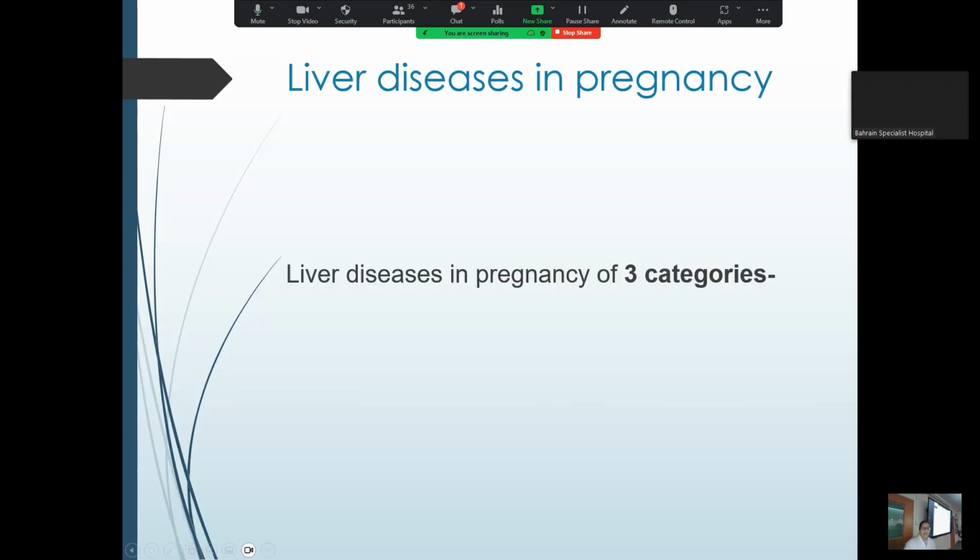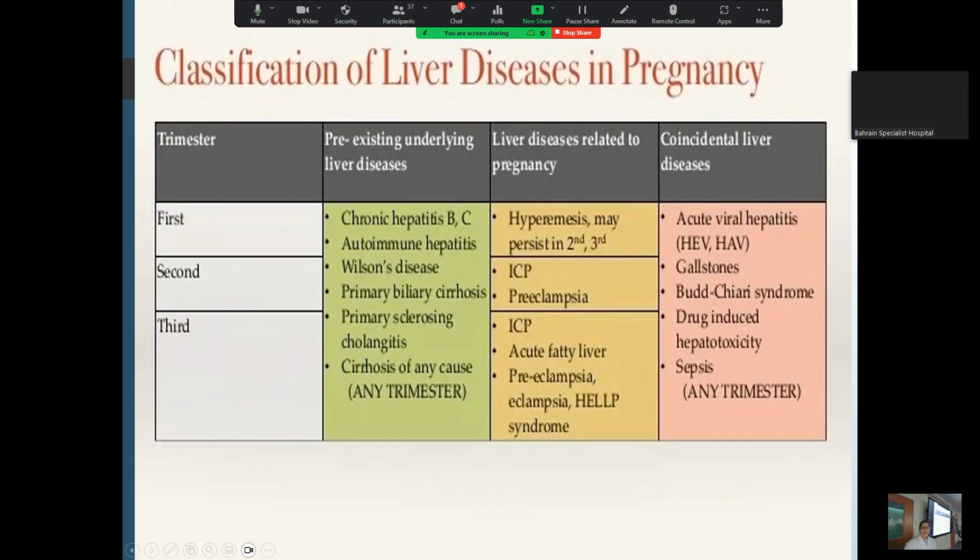Now, liver disease in pregnancy. Broadly, we classify liver disease into three categories. So, one is the pre-existing underlying liver disease, which includes chronic hepatitis B, C, autoimmune hepatitis, Wilson's disease, primary biliary cirrhosis, primary sclerosing cholangitis, and cirrhosis of any cause. They can occur in any trimester of pregnancy.